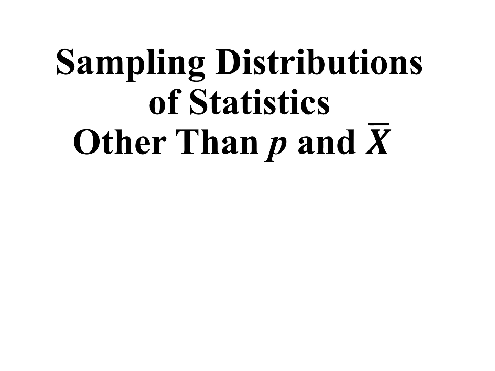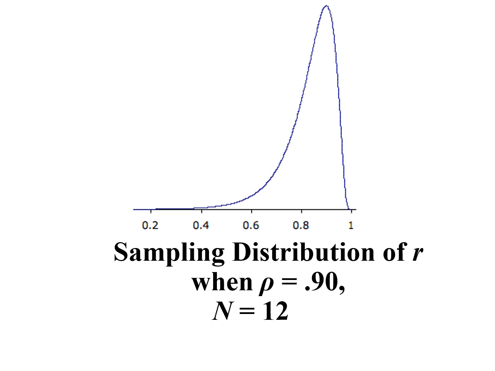Last time, we talked about sampling distributions of statistics other than P and the sample mean. We specifically said that these other sampling distributions are not necessarily normal. For example, here you can see the sampling distribution of R when rho, the correlation between two variables in the population, is equal to 0.90. As you can see, the tail is really long towards the left, but is really short towards the right. And this is because R cannot exceed a value of 1.